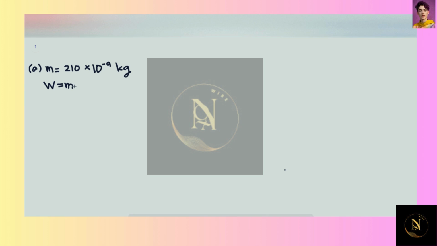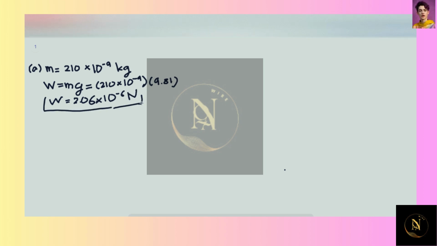You can obtain the weight of something by multiplying its mass by the gravitational acceleration near the surface of the Earth, which is 9.81 meters per square second. Plug that into a calculator and we get that the weight of this flea is 2.06 times 10 to the minus 6 newtons in scientific notation. In other words, 2.06 micronewtons, very, very tiny, which we'd expect for a flea.